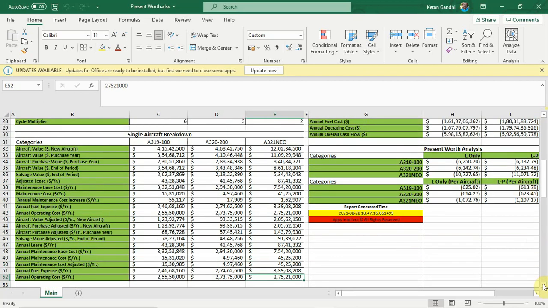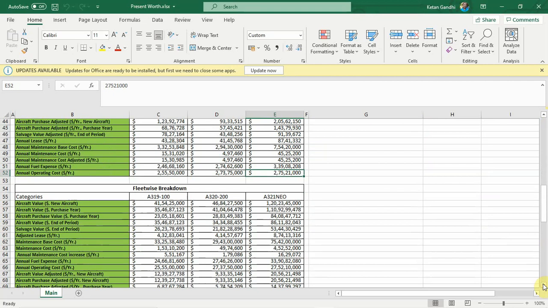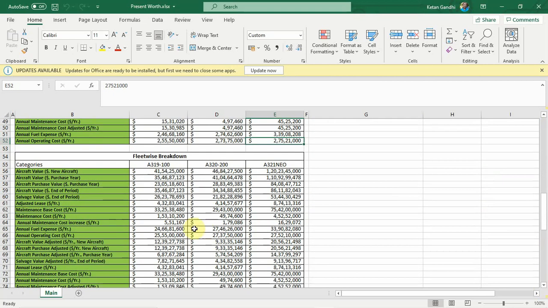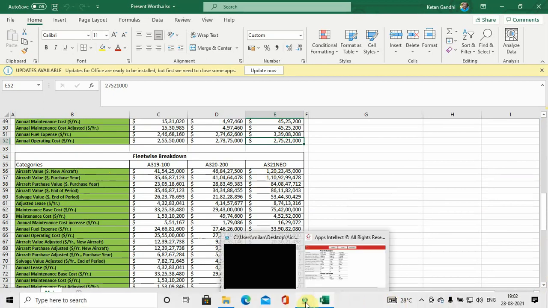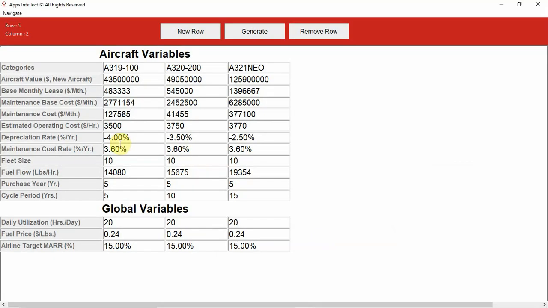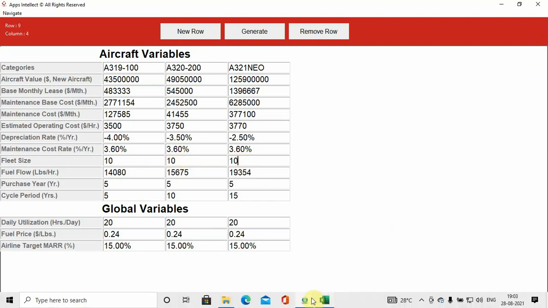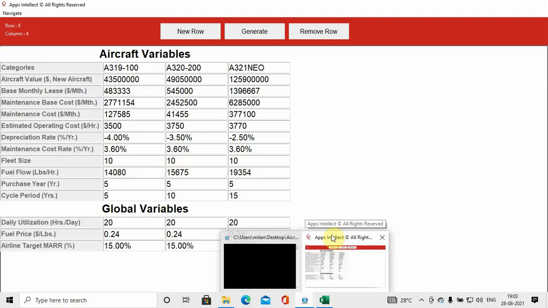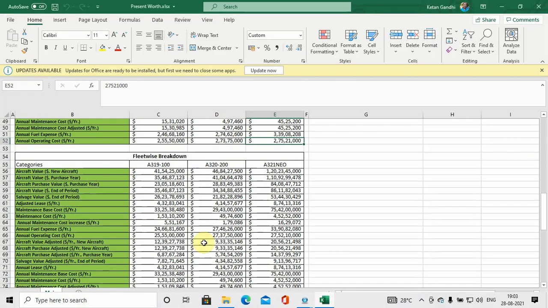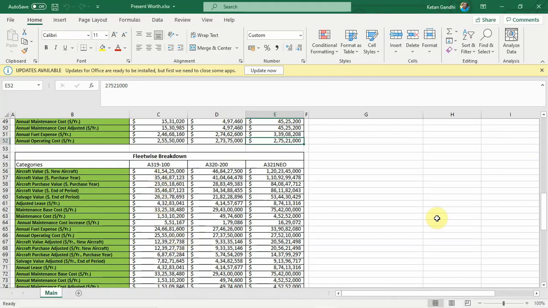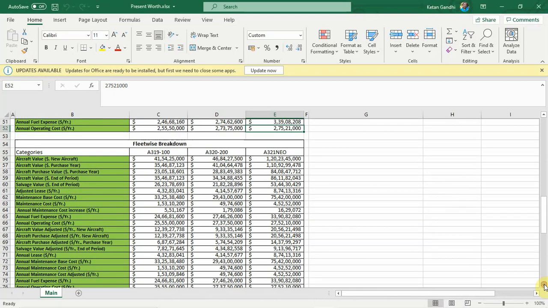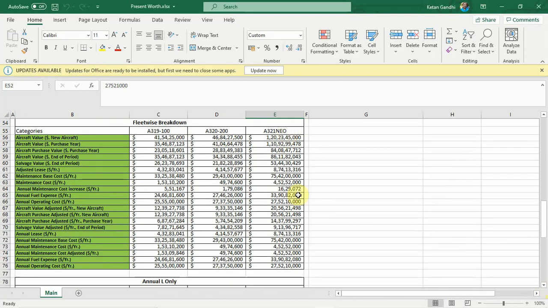Now the other section which is calculated is the fleet size breakdown. The same parameters are there as were here, but it is multiplied by 10, as we saw here that we had input data for a fleet size of 10 aircraft per fleet type. So all the three fleet types will be multiplied by 10 aircraft, and we get these values. So it is similar to the previous section.